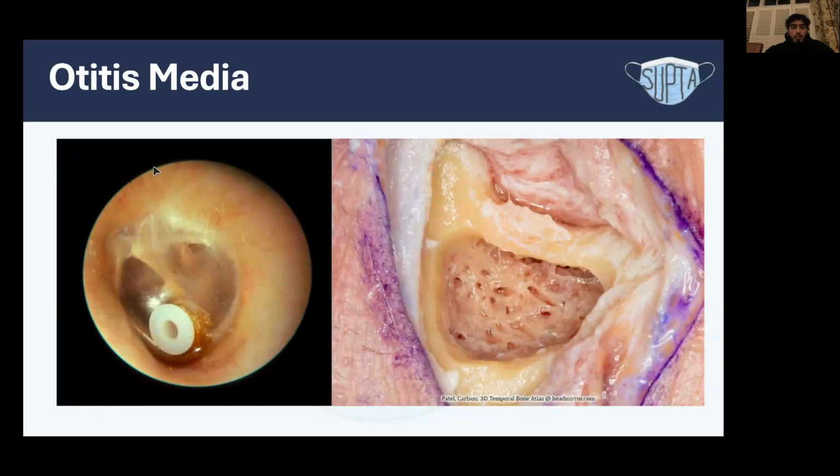In terms of management, on the left is a grommet insertion. So we've just put basically a tube that allows equalization of pressure between the middle ear and the external acoustic meatus. Mastoidectomy, so the surgeon has just gone behind the ear here, cut through the cranium and into the mastoid, and we can see all of those air-filled pockets there.